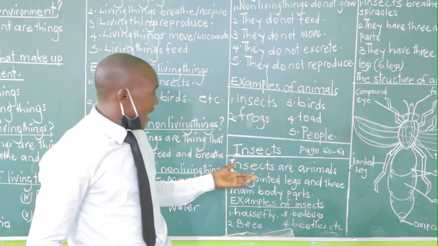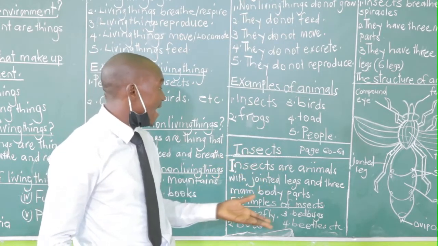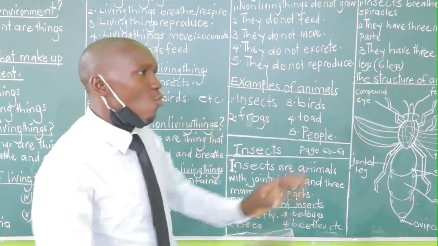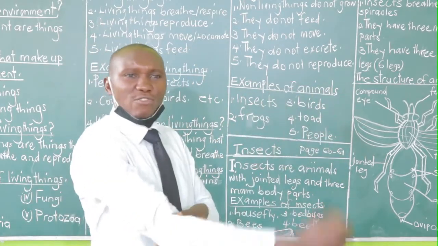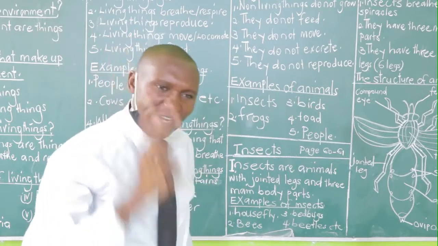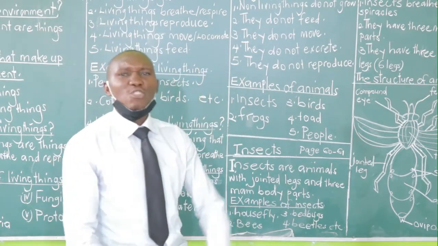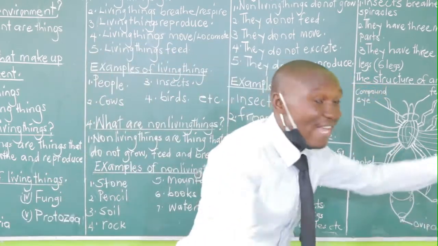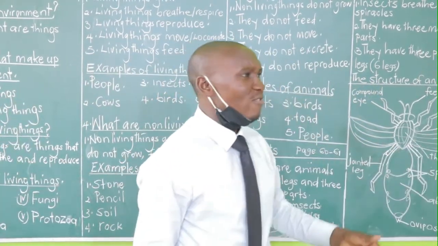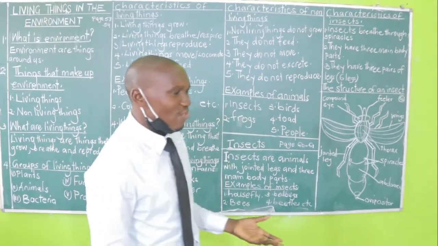Actually, insects are animals with jointed legs and 3 main body parts. You look at their legs, they have joints, and they have 3 main body parts. Examples of insects are those ones that you normally play with, the ones you chase, the ones you get and kill.